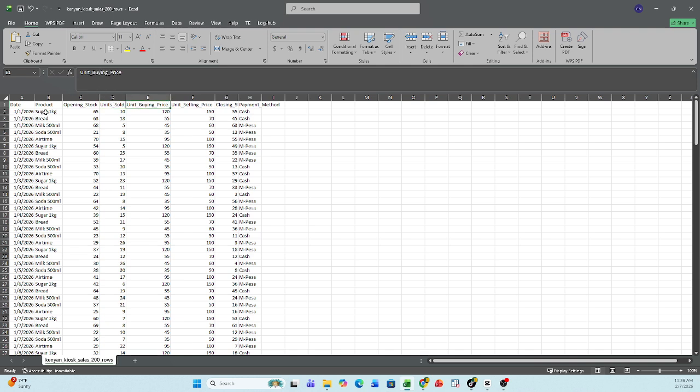how many units were sold, what was the unit buying price. Let's say, for instance, if it is 1 kilogram of unga, you bought it at 120 and you are selling it at 150, so roughly there is a 30 shilling profit. So this column is unit buying price, this is unit selling price.